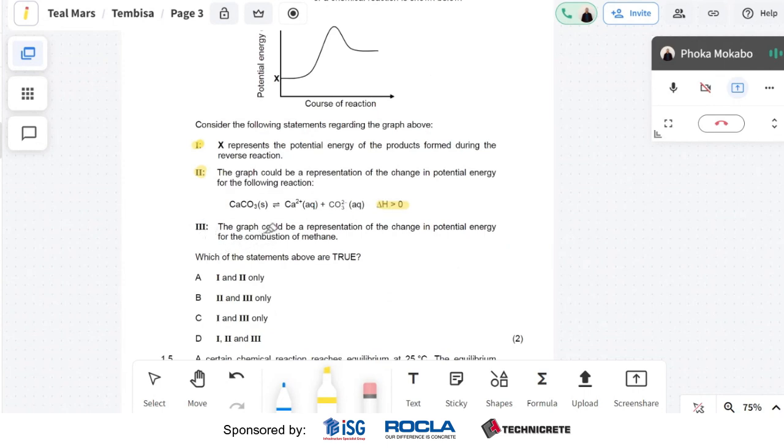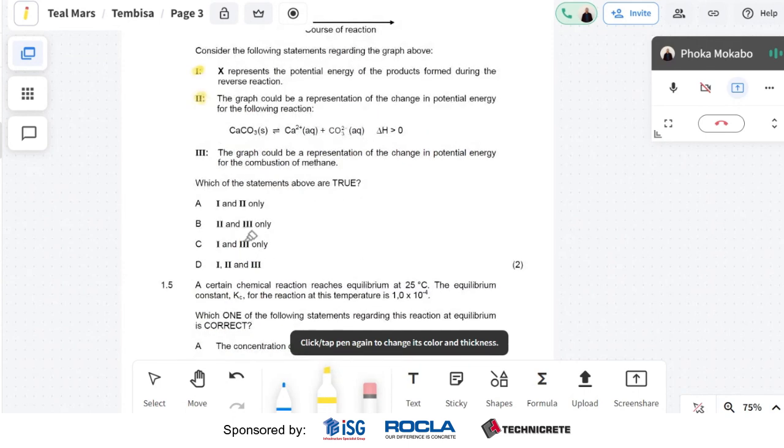And point number 3, the graph could be a representation of the change in potential energy for the combustion of methane. That is absolutely incorrect. And the reason why is a combustion reaction, all combustion reactions, are in their nature exothermic reactions, which means they give off energy to the surroundings as opposed to taking energy from the surroundings, which would be the opposite of what we see in this graph. In an exothermic reaction, you start off with more energy than what you end up with. And so statement 3 is definitely incorrect.